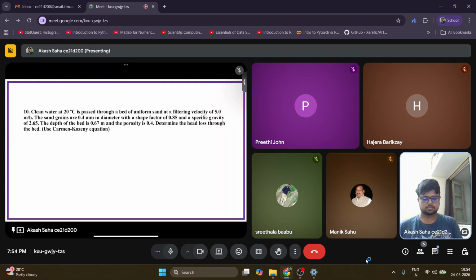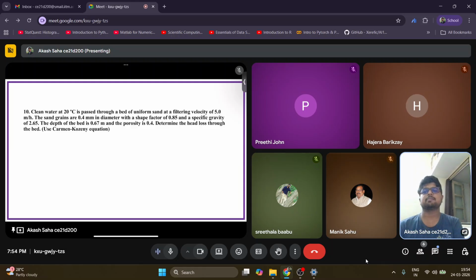Okay, moving on to the next problem. It says that clean water at 20 degrees Celsius is passed through a bed of uniform sand at a filtering velocity of 5 meter per hour. The sand grains are 0.4 millimeter in diameter with a shape factor of 0.85 and a specific gravity of 2.65. The depth of the bed is 0.67 meter and porosity is 0.4. Determine the head loss through the bed.